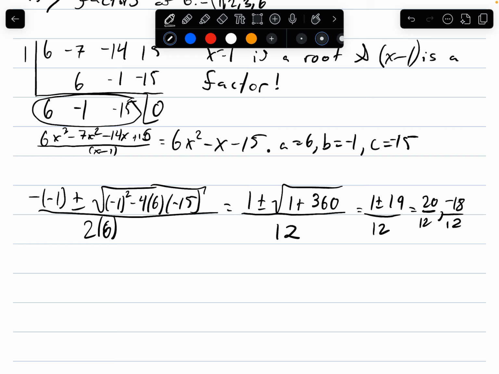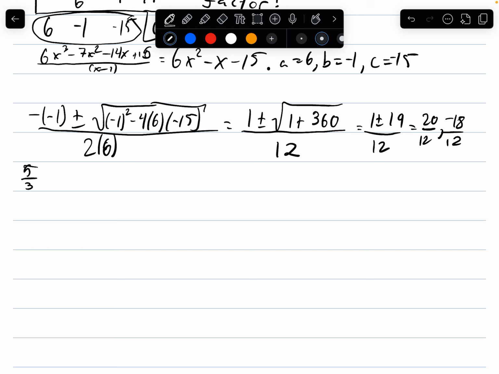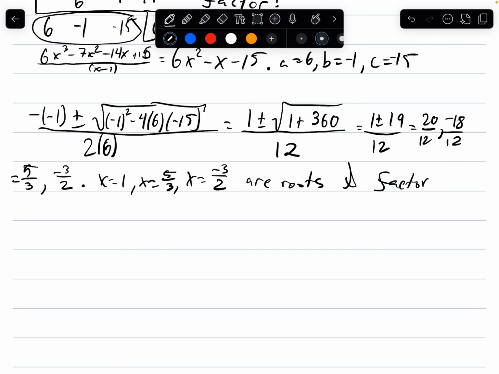We could simplify those a little bit more, and we will get 5 over 3, or negative 3 over 2. So all the roots are going to be x equals 1, x equals 5 over 3, x equals negative 3 over 2. And so the factors are x minus 1, x minus 5 over 3, and x minus negative 3 over 2.